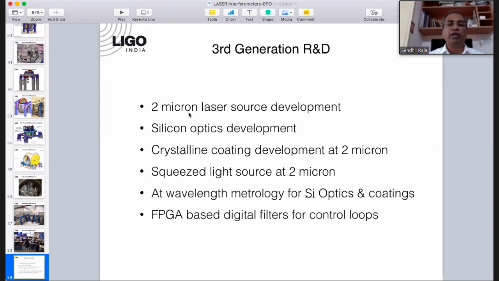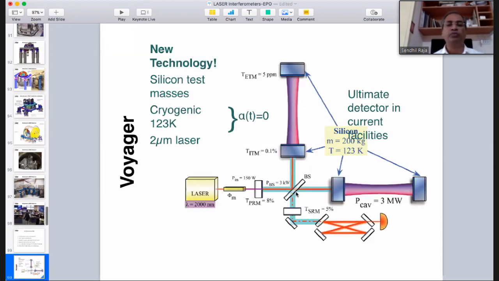Similarly, the Advanced LIGO is like an initial detector, and there's hope that the sensitivity of the detectors will grow large enough. One of the first steps for the next generation is to build light sources which can go to 2 microns, silicon optics, squeezed light sources at 2 microns, coatings, and everything. This, I believe, was touched upon by a presentation by Suresh about possible future R&D programs that can be taken up for gravitational wave activity all over the world.